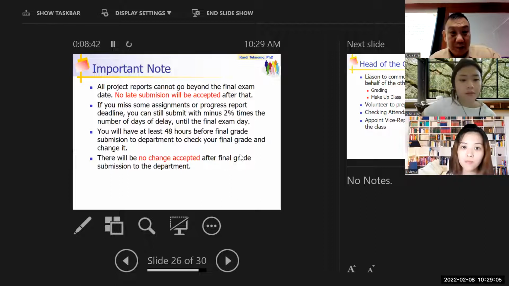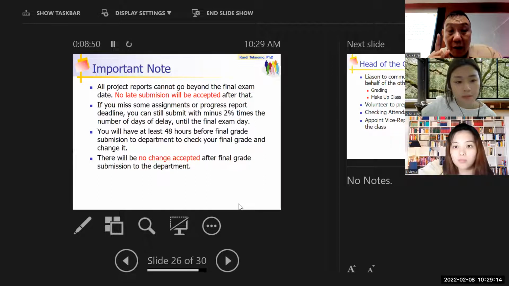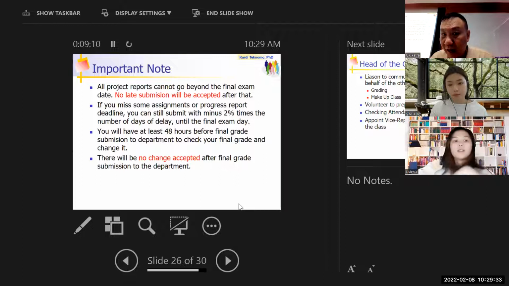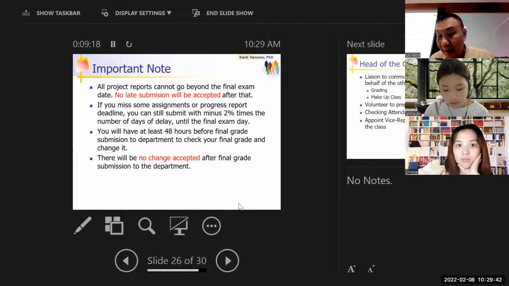So better not submitting late. Okay, but after the final grade, you will have at least 48 hours before the final grade submission to the department. So usually after the final exam, give me several days. I will give you your grade in Excel. Then you can check, right? And after that, within 48 hours, please respond. Okay? After that, I will not change anymore. So that when we submit it to the department, I will not change.